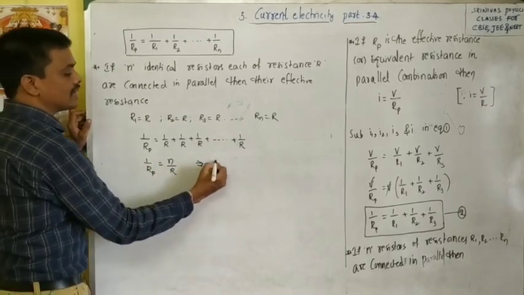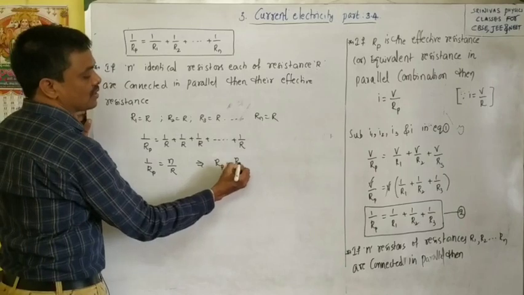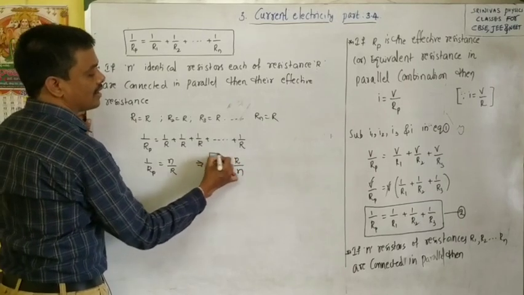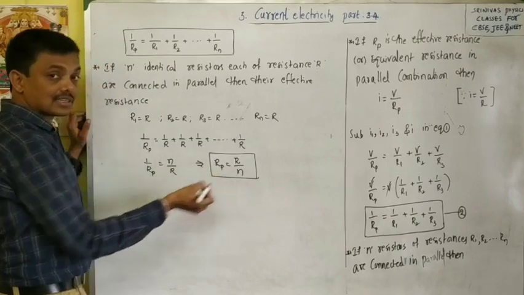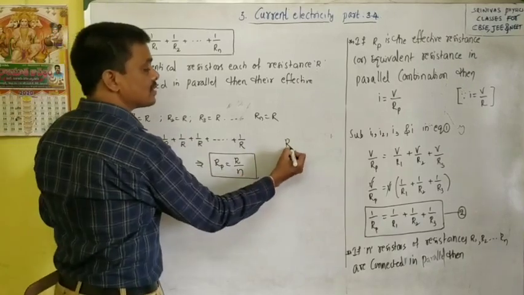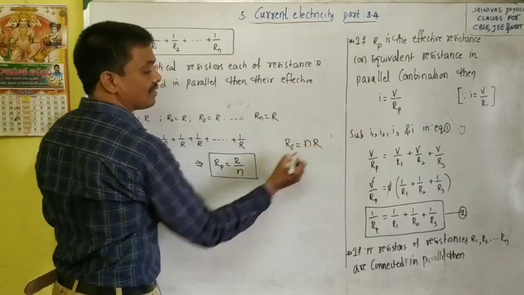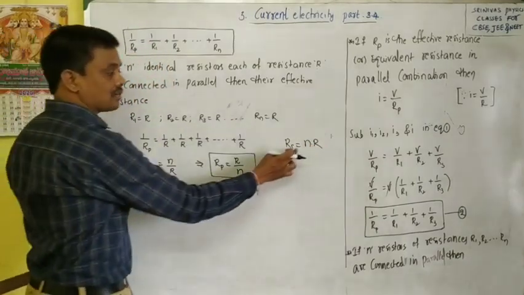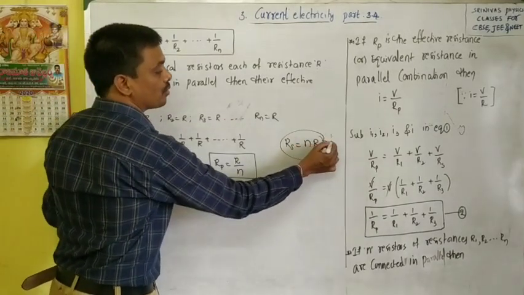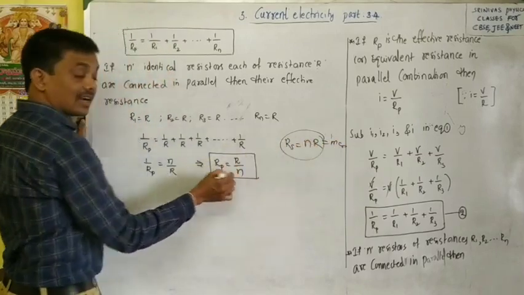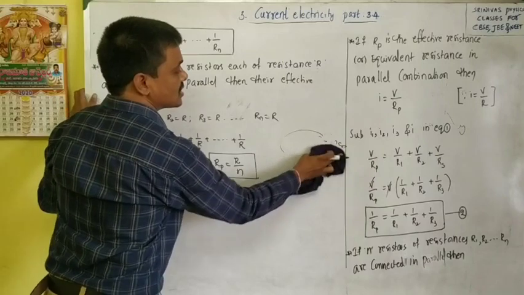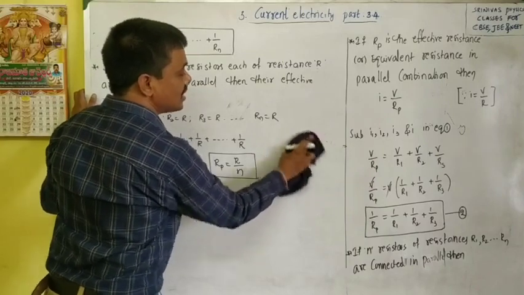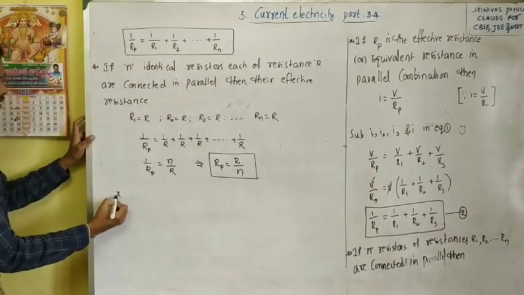Then we can write the reciprocal equation: Rp is equal to R by n. Here we are getting the total resistance by dividing by the number of resistors. But previously, in series combination, we got the total resistance by multiplying by the number of resistors, R is equal to nR. That means there we get more because we are multiplying, and here we are dividing, so we get less. That means if you want less effective resistance, you have to connect the resistors in parallel combination.